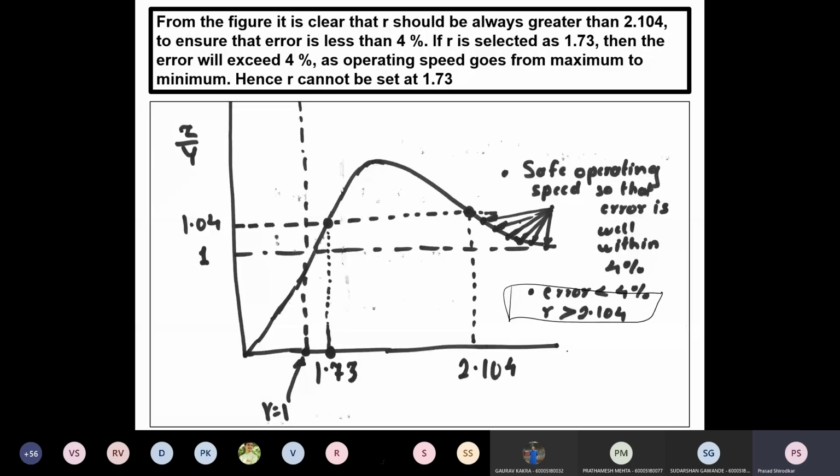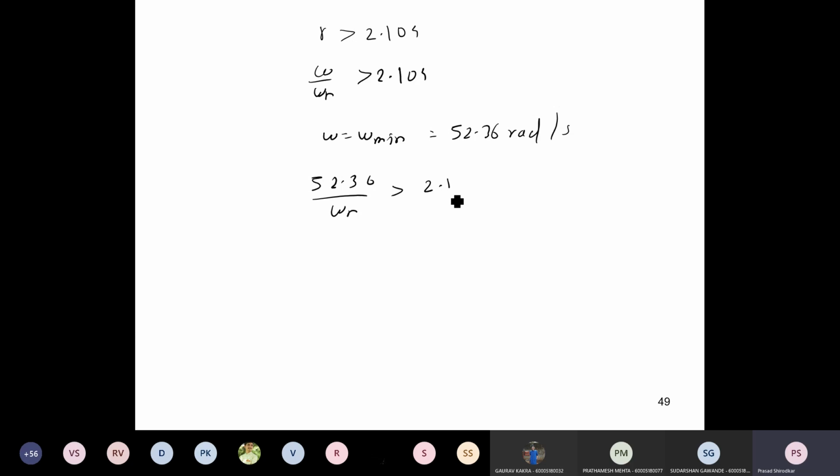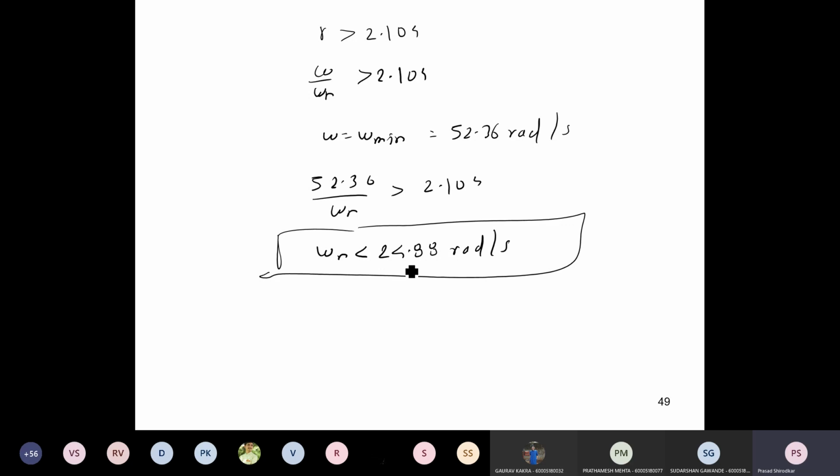Now we have to solve for the natural frequency, because that is what the question asks. So you have to solve for the condition where r is greater than 2.104. So omega by omega n is greater than 2.104. Now put omega equal to omega minimum, which is 52.36 radians per second. So 52.36 divided by omega n should be greater than 2.104, or omega n should be less than 24.88 radians per second. So the natural frequency has to be less than 24.88 radians per second. That is the answer for question number 5.